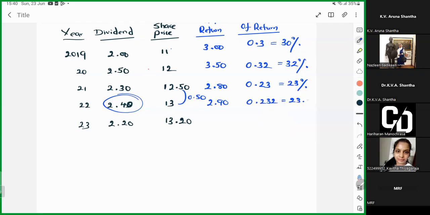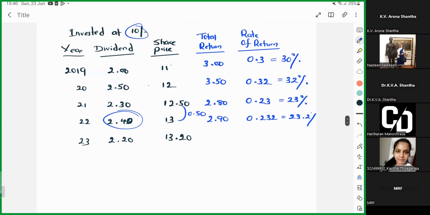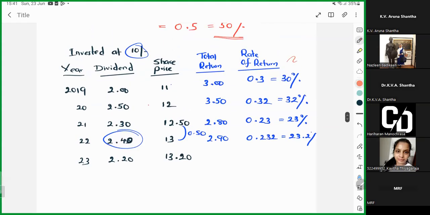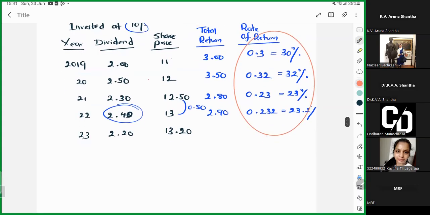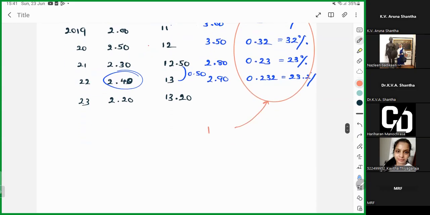Almost 23%. Now you see, rate of return changes from year to year. You see, rate of return varies from year to year. So this variability of rate of return is risk. We call it risk. Variability of rate of return, we call risk.